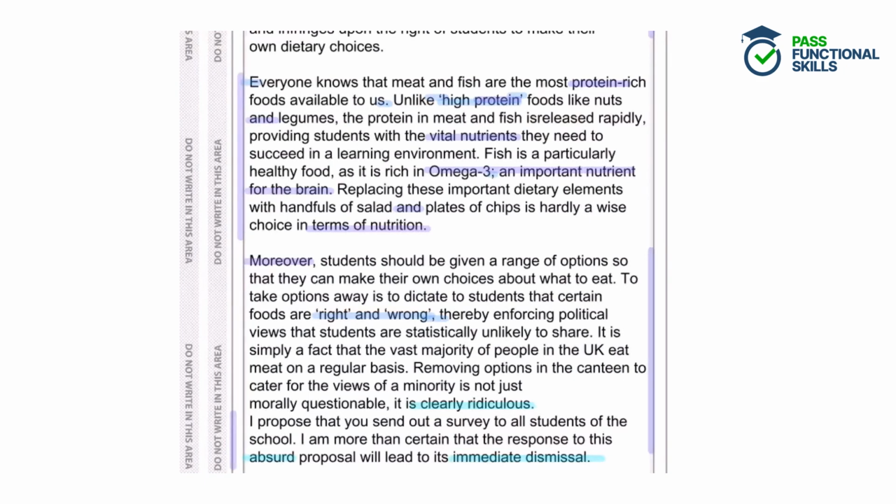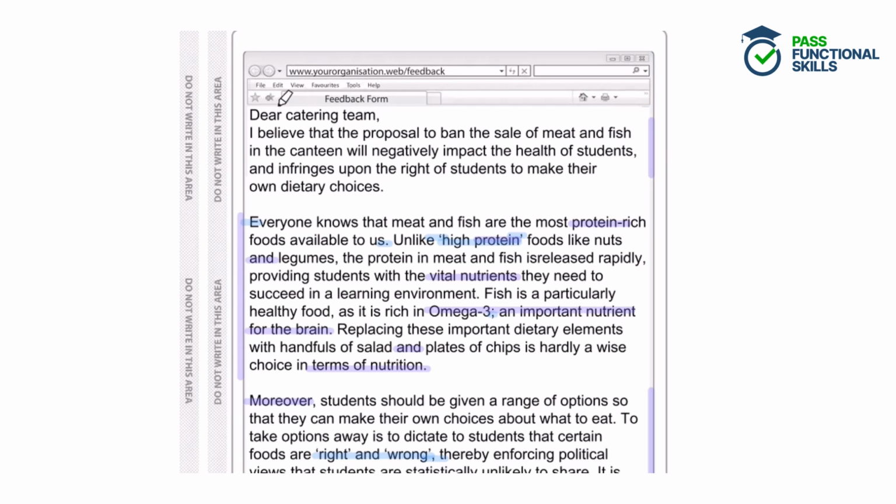The response is also really well suited to the audience. So it's addressed to the catering team and it's focused on catering options within the cafeteria throughout. So they've mentioned the proposal straight away to ban the sale of meat and fish in the canteen, and they've given their opinion immediately. The answer has been appropriately written for this audience using formal language.